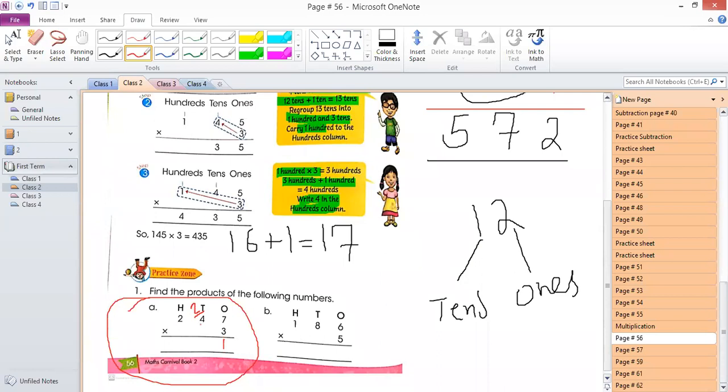Why 3 times 6? You have to multiply this 3 by the numbers. You multiplied 7, it was 21. Now it's time to multiply 3 by 4. You will not multiply this. 3 multiplied by 4 equals what? No. 3 multiplied by 4.